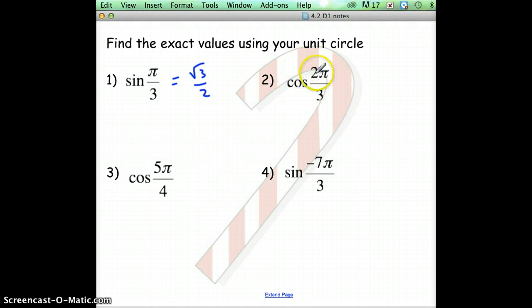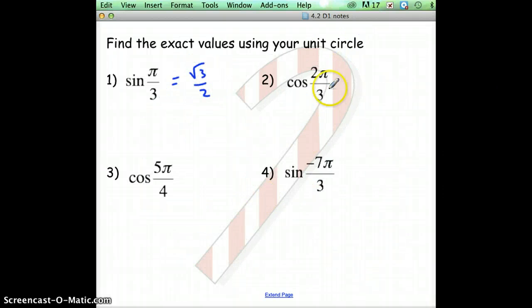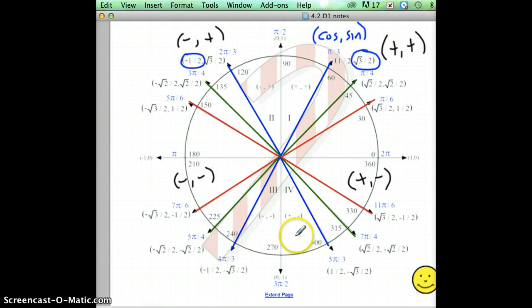Okay, for number 2, we're going to go to 2 pi over 3, and we're going to figure out what cosine is. So where's 2 pi over 3? 2 pi over 3 is right here, and we're going to figure out what cosine is. Cosine would be the first one, which is a negative 1/2. Okay, now we're going to go to 5 pi over 4 and figure out what cosine is. 5 pi over 4 is right here. Cosine is the first one, so it'd be negative root 2 over 2.